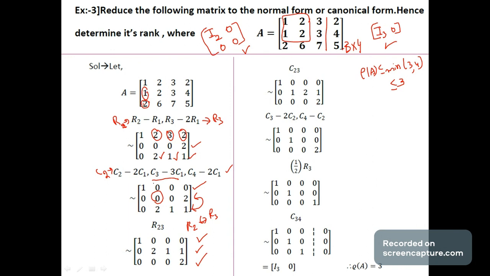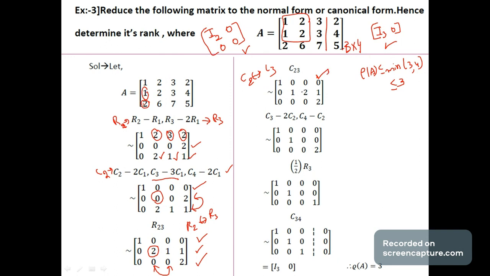So now, to make these elements as 1, these columns are interchanged. C2 interchanged with C3. So 1 0 0 0, 1 0 0 0, 1 0 0 2 0. C2 and C3 are replaced and the C4 column is the same. We write the same order.